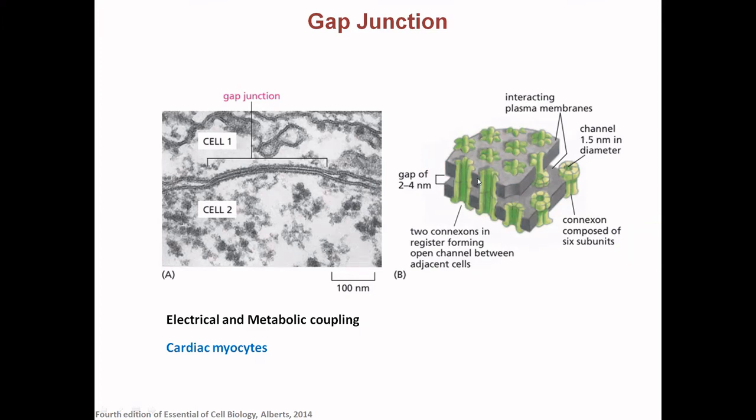In this gap junction, along with this connection, ion channels are also involved that connect the cytoplasm of one cell to another cell. Because of this, there is electrical and metabolic coupling. During heart contraction, we can see that the cardiomyocytes connect with each other through this gap junction.